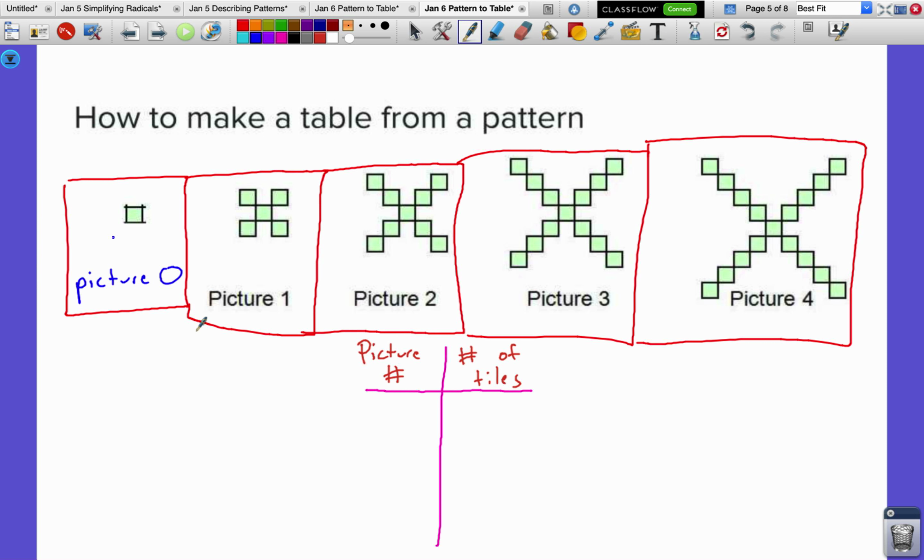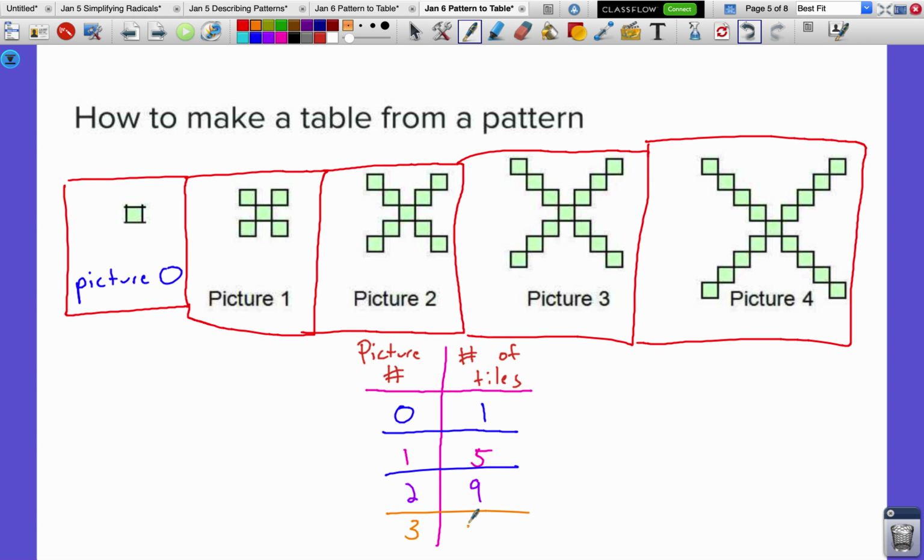Alright, and then each picture gets its own row, so picture 0 has 1 tile. Count it up, 1. Alright, picture 2, or I skipped ahead. Picture 1 has 1, 2, 3, 4, 5 tiles. Picture 2, if I count them up, has 9. Now you might start to notice a pattern. We're adding 4 each time, which makes sense because we're adding 1 to each of the ends of this X, and there's 4 ends, so we're adding 4 blocks each time.